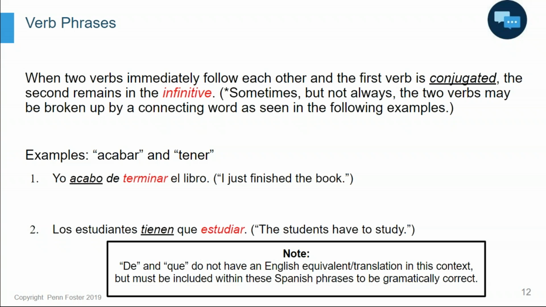And then the verb phrase tener plus que plus an infinitive in the second example describes something that has to be done, like the students have to study. Conjugate the first verb in each of the examples, and the second verb in red stays in the infinitive. The thing that just happened or the thing that has to happen. Those will not conjugate, just the main verbs do.